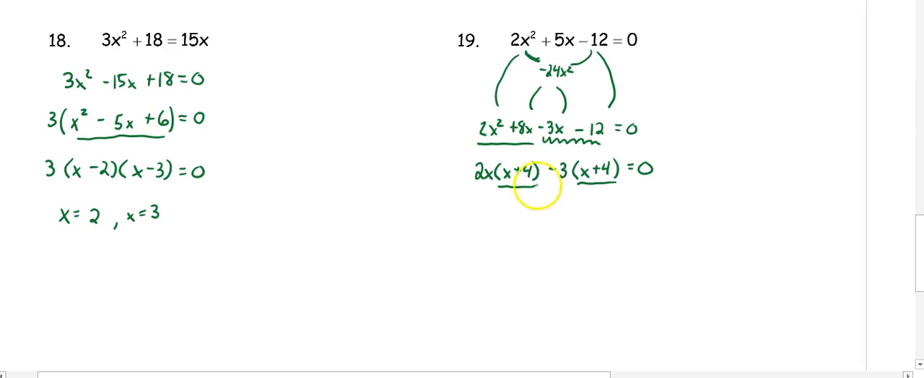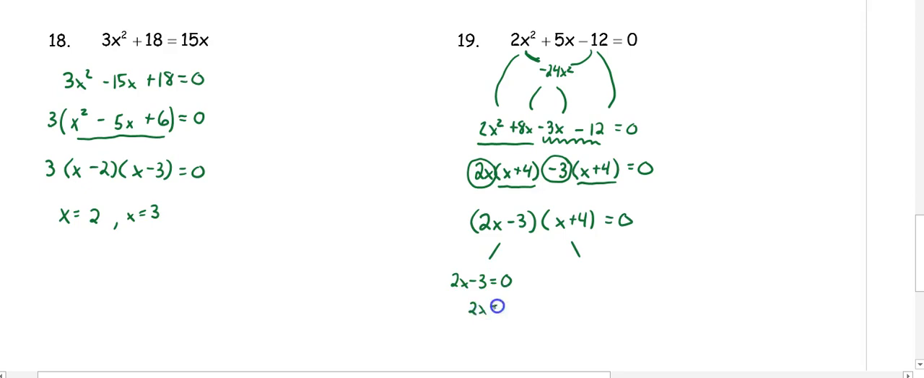So now that I have that, what's outside is going to go in one parenthesis together. So we would have 2x minus 3. And then we're going to write the repeating parenthesis once, so x plus 4 equals 0. Then when we solve, 2x minus 3 equals 0. So we have 2x equals 3, x equals 3 over 2. And x plus 4 equals 0, so x equals negative 4.